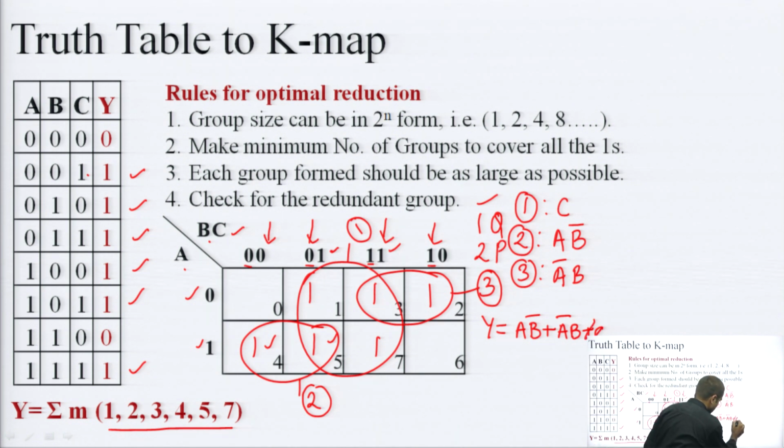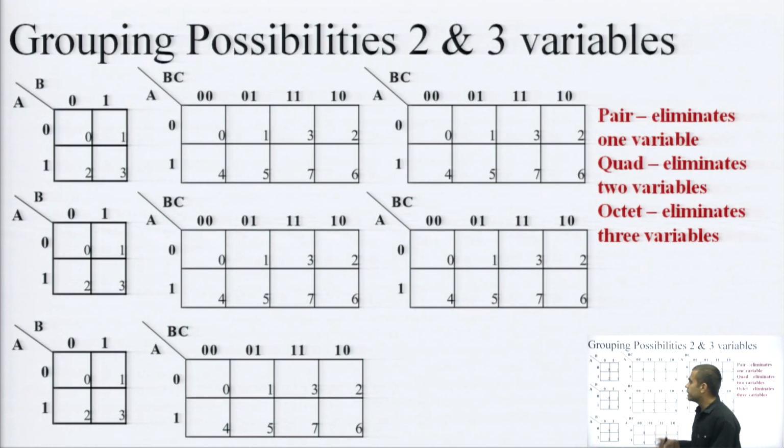So, this C can be written here. Okay. So, this is the K-map solution for this 3 variable problem. So, now we can practice what are the different grouping possibilities for 2 and 3 variables.